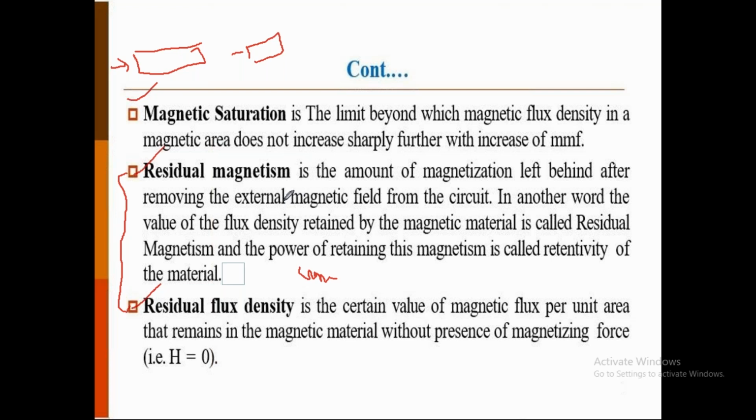When the generator rotates, the blades cut the residual magnetism, the current will flow in the conductors, and due to the current the EMF will be induced and we will get that in the form of voltage. So that is why residual magnetism is important in the generator.